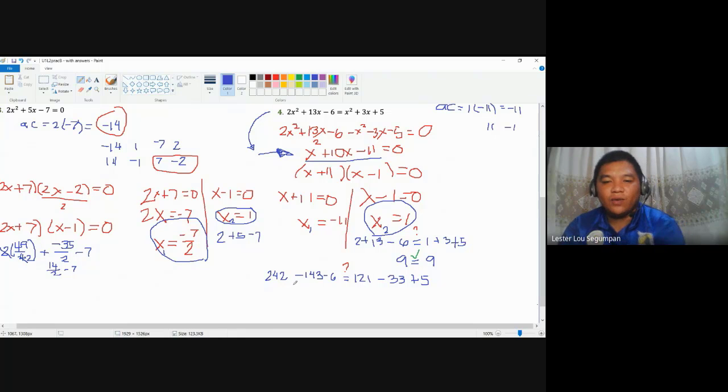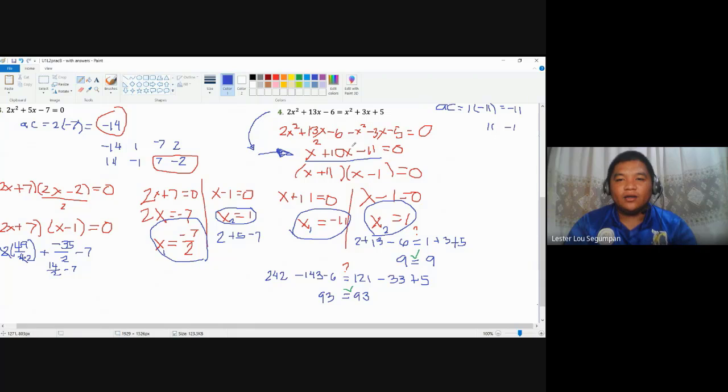242 minus 143 is 99 if I'm correct. Minus 6, so you have here 93. I'm not quite sure. Again, 242 minus 143 is, I believe, 99, minus 6, and then you have 93. Here, 121 minus 33 is actually 88, plus 5. So you also have 93 here. This satisfies the equation. Therefore, this value, x equal to negative 11, is also a root of the given equation here.